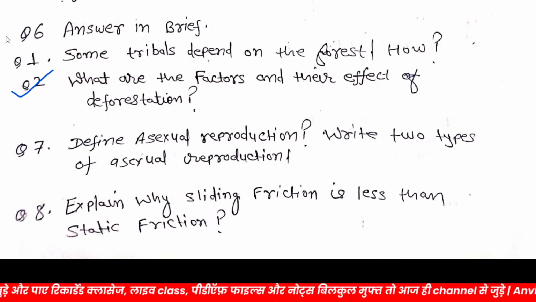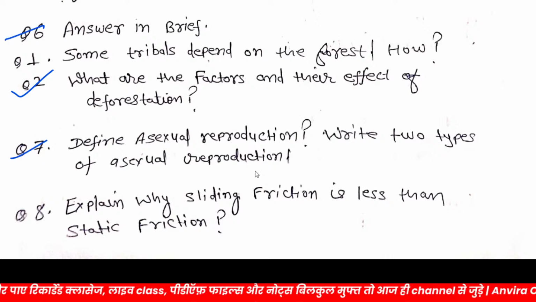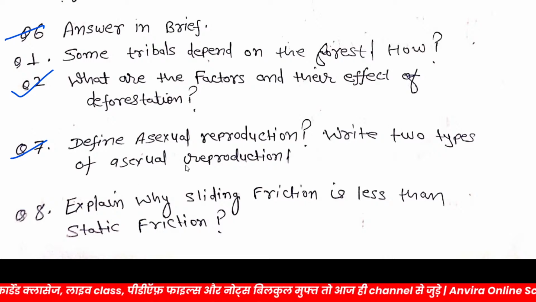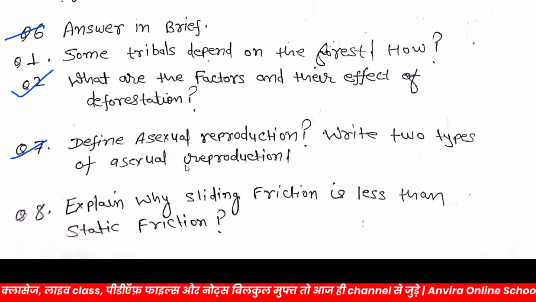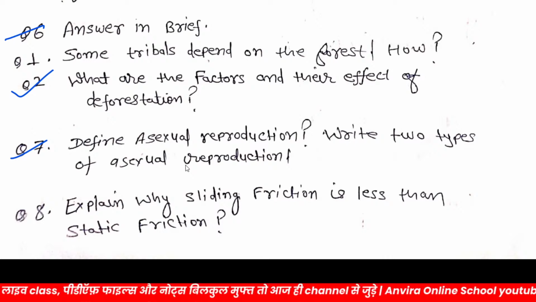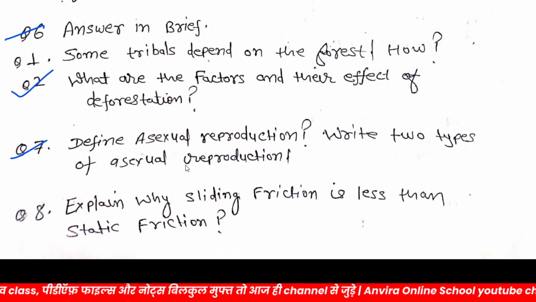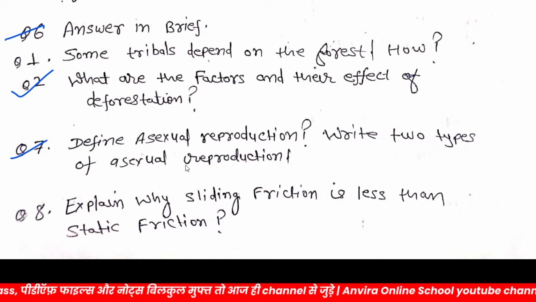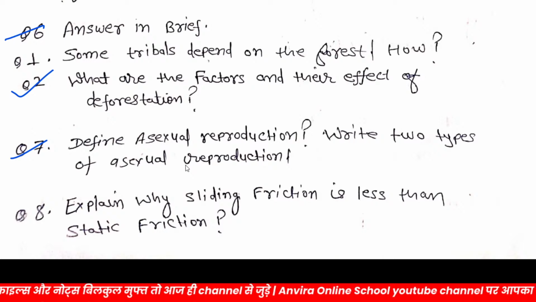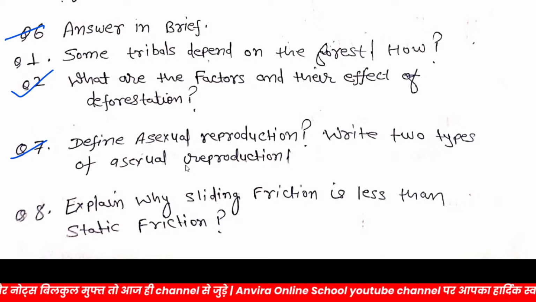Question number 6 and then 7. Define asexual reproduction. Write 2 types of asexual reproduction. Okay. Asexual reproduction is mode of reproduction by which offspring arise from a single organism. In animals, asexual reproduction occurs by binary fission and budding.